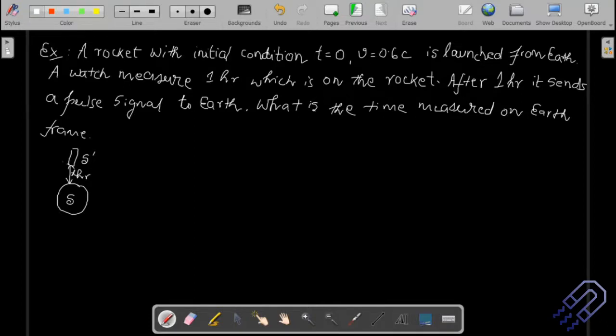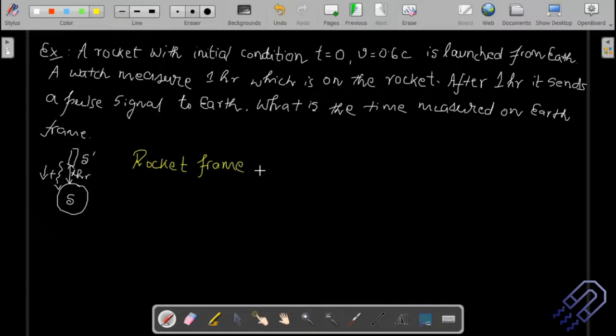And then a pulse signal is sent back. That signal will also take some time to travel from the rocket to the Earth. If we add both of them, we are going to get the time measured on Earth frame when the pulse signal is actually detected. So how are we going to do it? We are basically going to consider two frames of reference, and the first frame is the rocket frame.